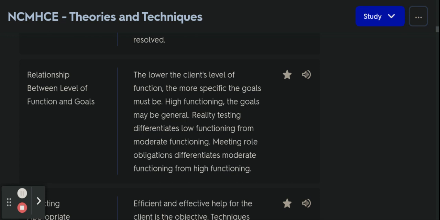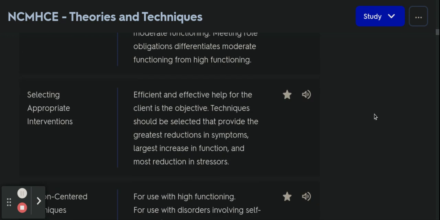Relationship between level of function and goals. The lower the client's level of function, the more specific the goals must be. With high functioning, the goals may be general. Reality testing differentiates low functioning from moderate functioning. Meeting role obligations differentiates moderate functioning from high functioning.